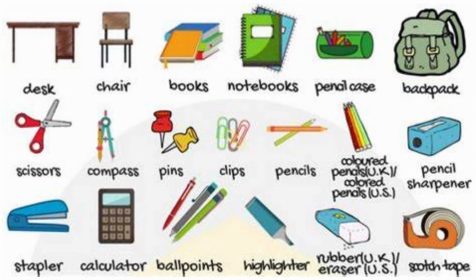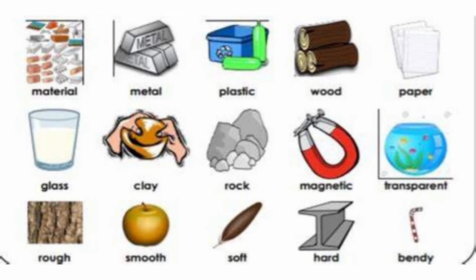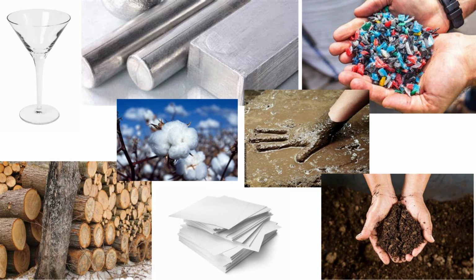There are so many ways to group objects. In the above example, we have grouped objects on the basis of their shape or the materials they are made of. All objects around us are made of one or more materials. These materials may be glass, metal, plastics, wood, cotton, paper, mud, or soil.